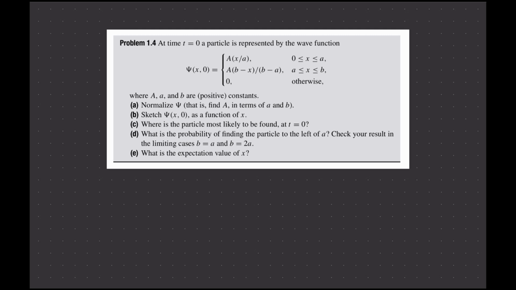Part B is sketch psi of x at t equals 0 as a function of x. So we literally have psi of x over here. We have x over here. Sketch what the function looks like. We have part C. Where is the particle most likely to be found?